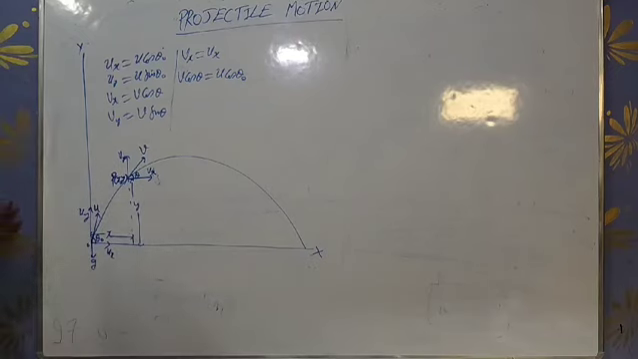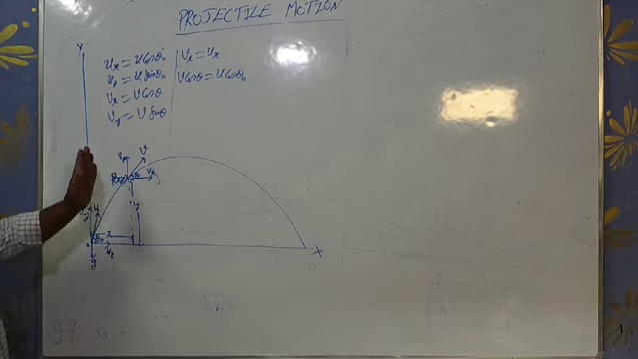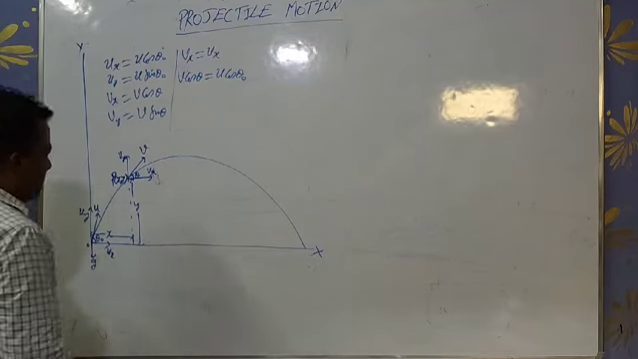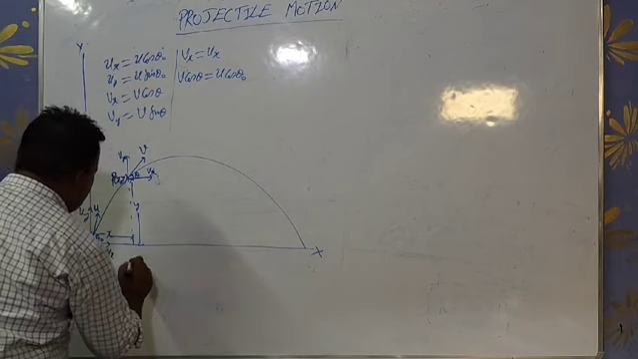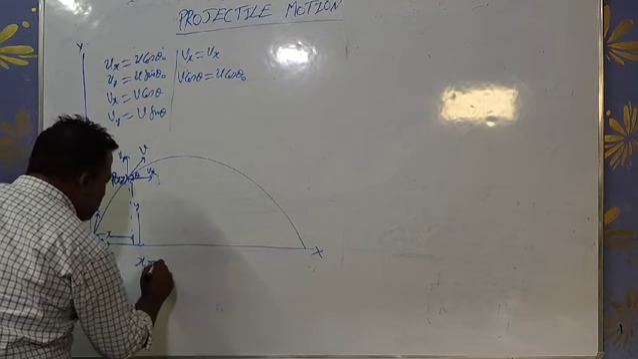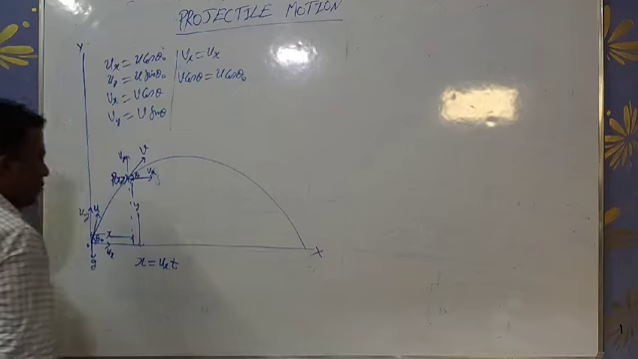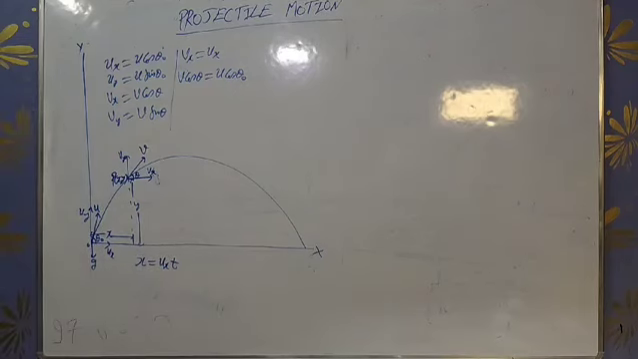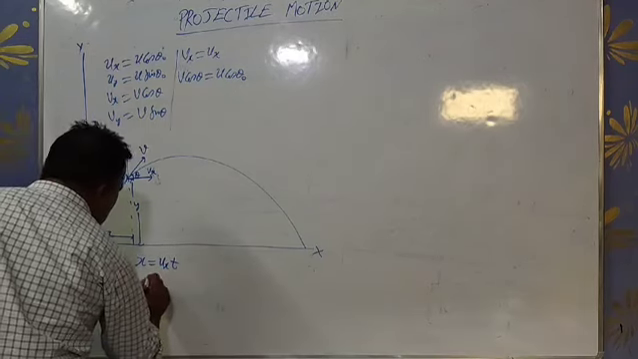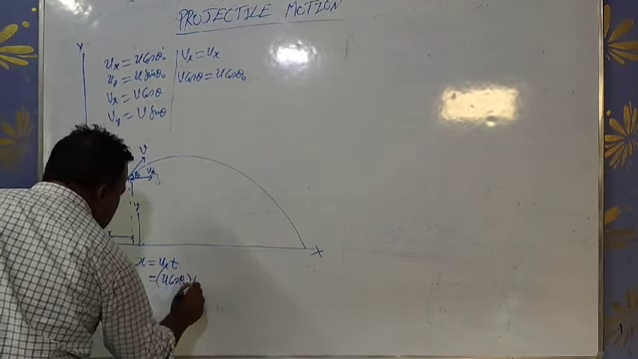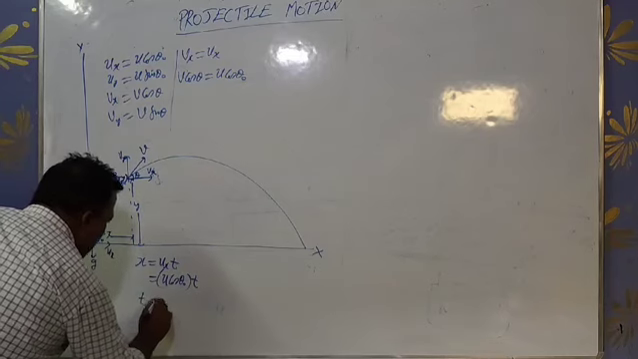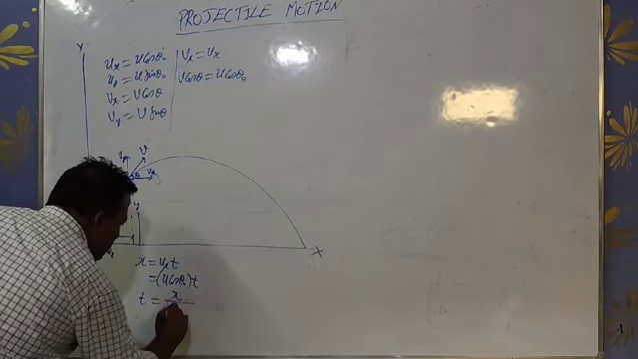Now in time t, the projectile goes from O to P. Horizontal displacement is x and vertical displacement is y. As we know, there is no acceleration along the horizontal direction, so we can write x equals ux into t. Horizontal displacement equals horizontal velocity into time, or u cos theta naught into t. So t will be x upon u cos theta naught.